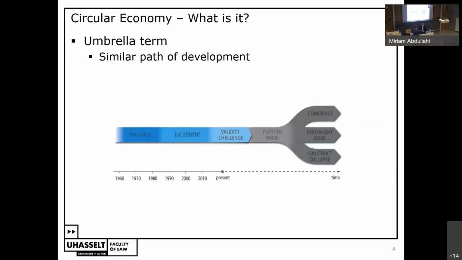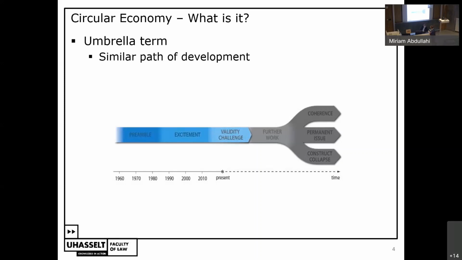Now, the fun thing about circular economy being an umbrella term is not that I can use pictures of Umbrella Academy, but that umbrella terms all have a similar path of development. So every umbrella term that you know has the same path of development. We start off with a lot of excitement. Wow, a circular economy. Amazing. Never heard about it. I'm enthusiastic.